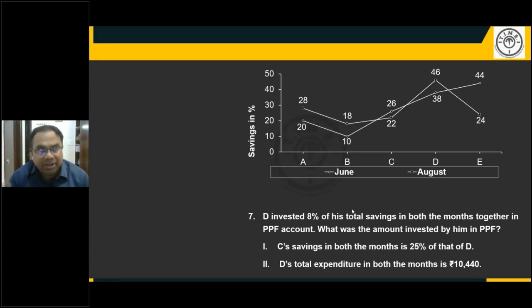Neither together. Option. You're saying data not sufficient, Praful? I think no. I think no. Let me check. I think it should be second option. Let me check.